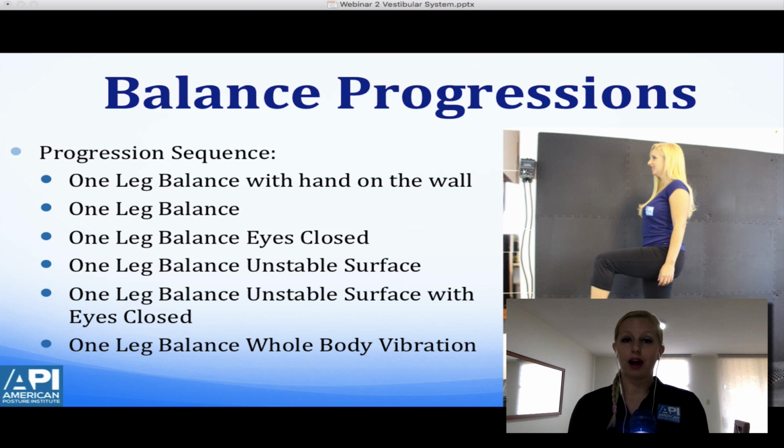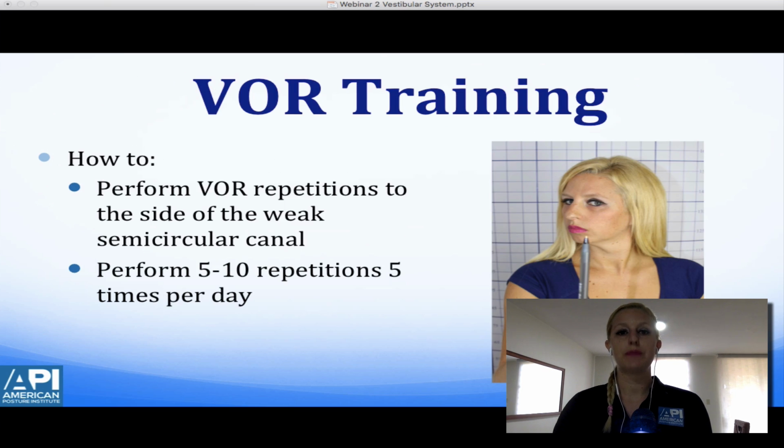Literally, we're working on postural balance with every patient, because regardless of what point in the progression system they are at when they come in on their first visit, we need to keep developing their postural fitness when it comes to postural balance. Okay, so those are the balance progressions.